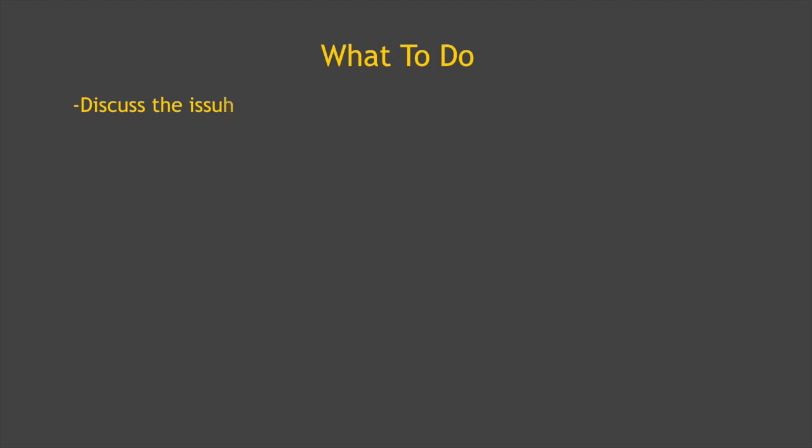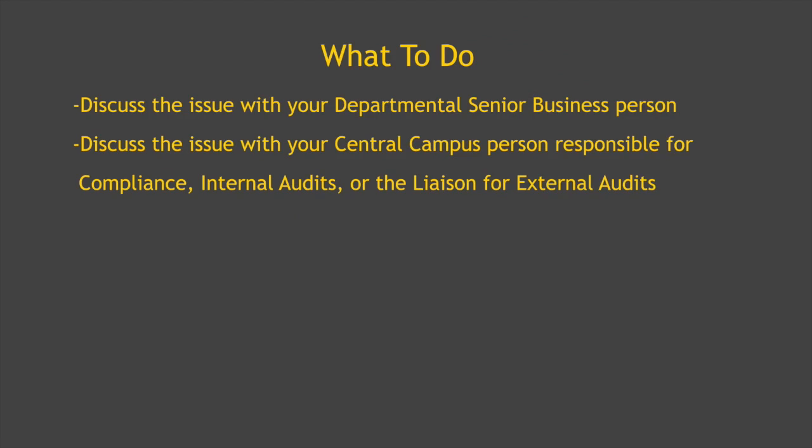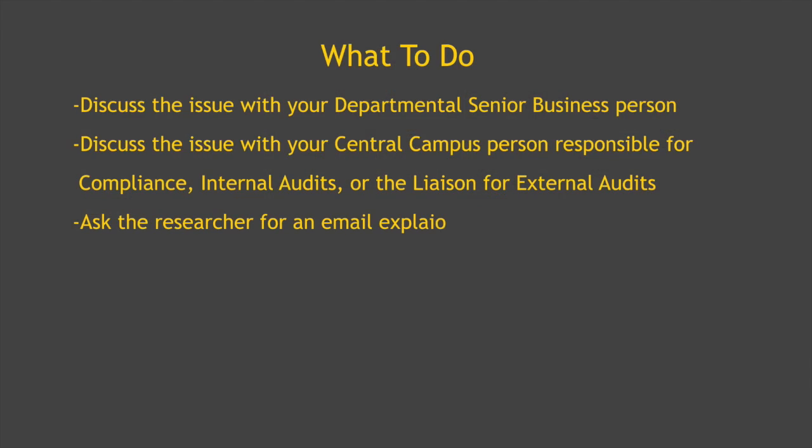So what do you do if you believe that something you are preparing or processing may be a violation of the False Claims Act? First, keep in mind there may be a perfectly reasonable explanation as to why that item is an appropriate charge to the federal contractor grant. Talk to your business office supervisor if you have one. If you don't, contact your central campus representative who handles compliance, internal audit, or the liaison for external audits if you have one. Ultimately, you probably have to go back to the researcher and ask for an email explaining why that specific item is an appropriate charge to the federal contractor grant.